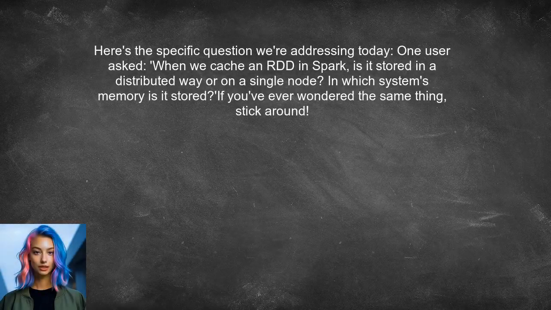Here's the specific question we're addressing today. One user asked, when we cache an RDD in Spark, is it stored in a distributed way or on a single node? In which system's memory is it stored? If you've ever found yourself wondering the same thing, stick around as we explore this topic.